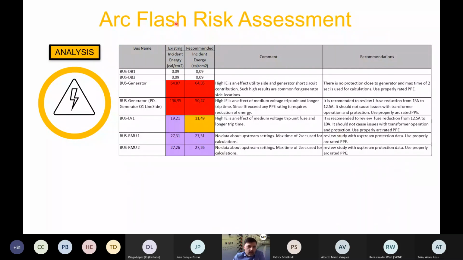And that's what I said to you before, when you summarize the results, you have existing and recommended, and technically I like to add comments, what's happening and why the results are so high, and then the recommendations, so what we recommend so that we can get these values, for example, from 19 to 11, what we can do.